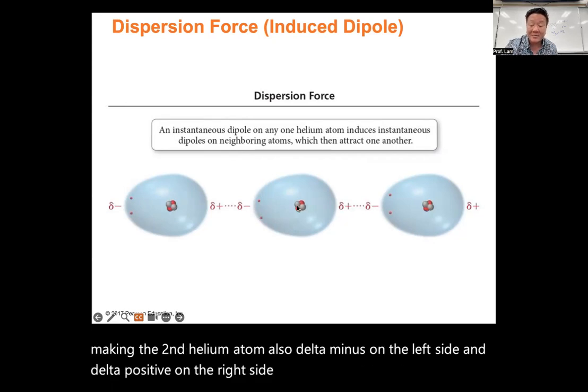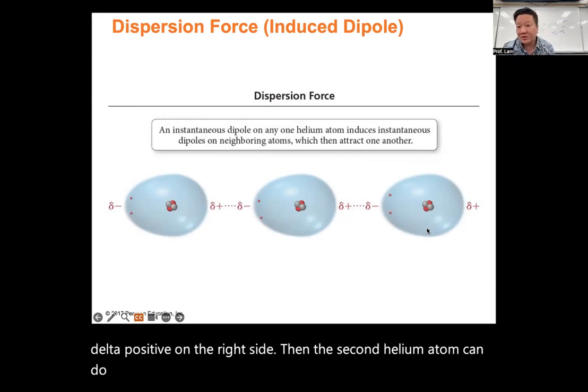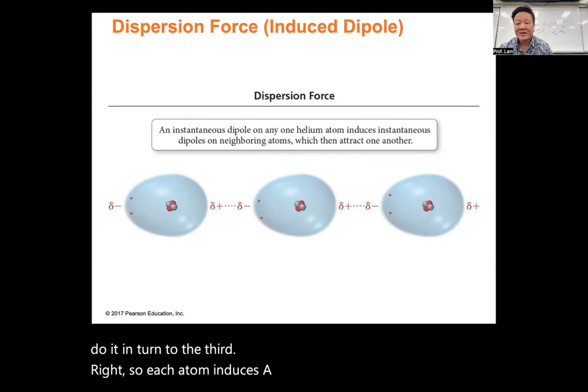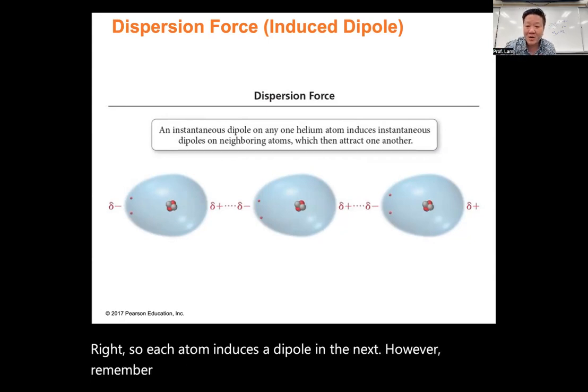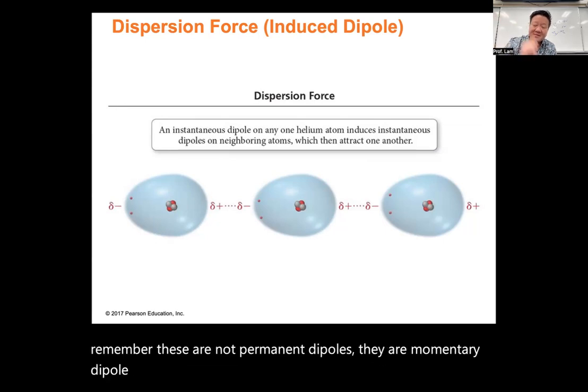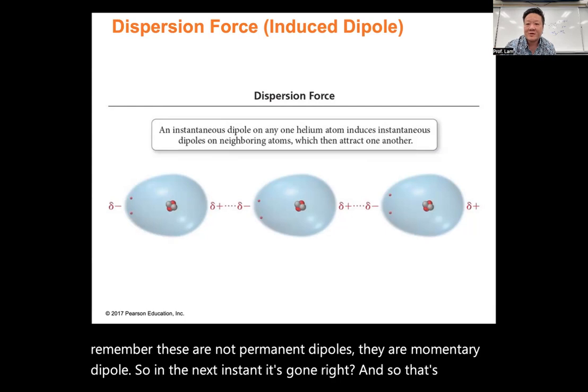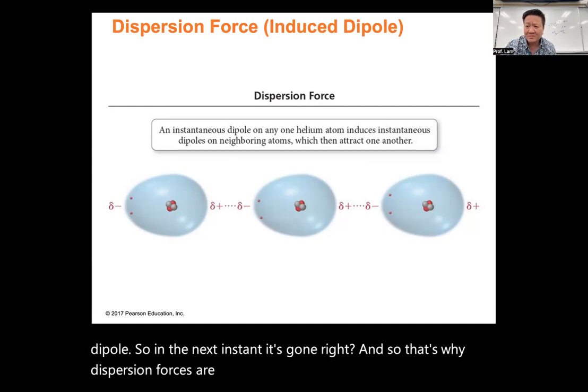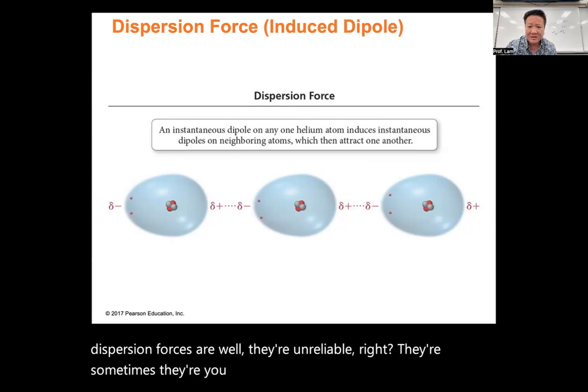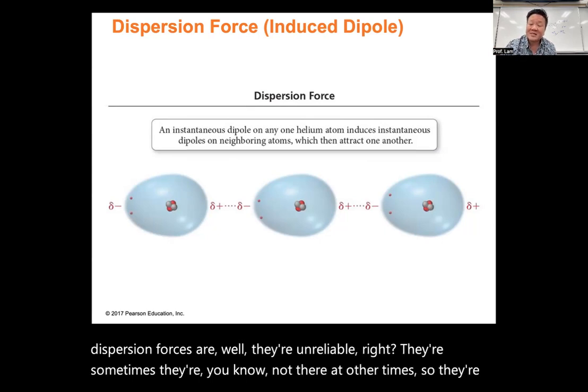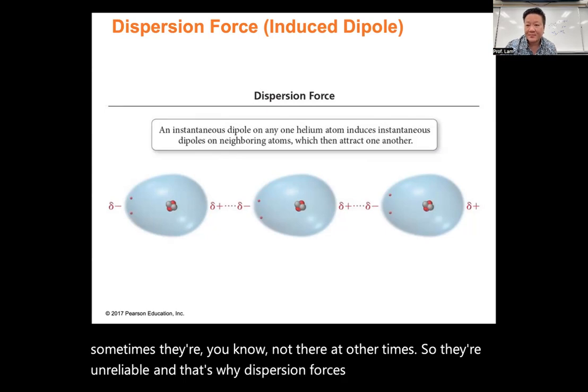Then the second helium atom can do it in turn to the third, right? So each atom induces a dipole in the next. However, remember, these are not permanent dipoles, they're momentary dipoles. So in the next instant, it's gone, right? And so that's why dispersion forces are, well, they're unreliable, right? They're there sometimes, not there at other times. So they're unreliable, and that's why dispersion forces are the weakest of the IMFs.